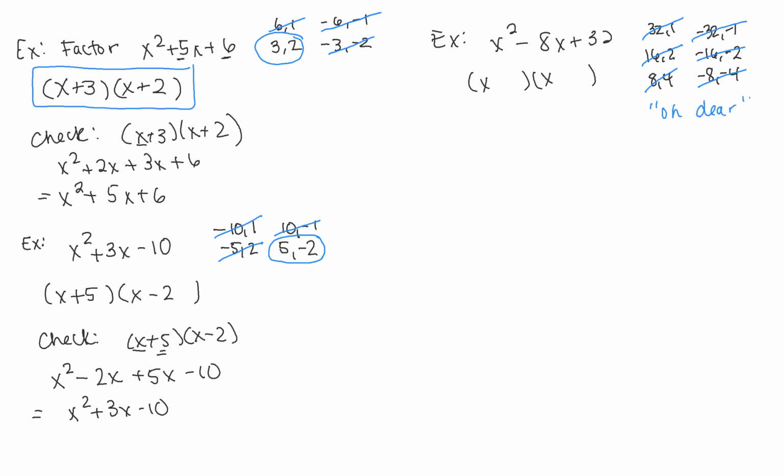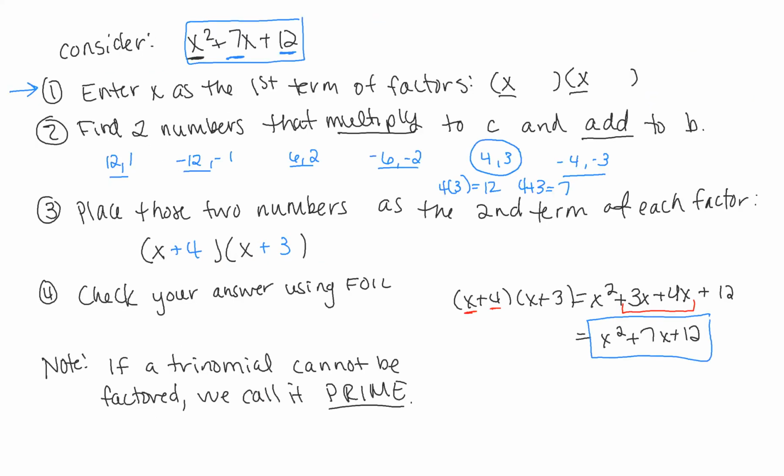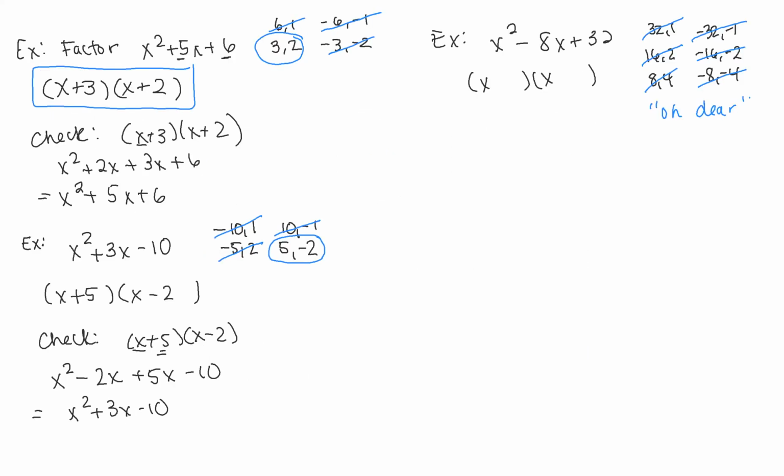So this is a situation where we have no numbers that multiply to give us 32 that would simultaneously add to give us negative 8. So we come and we look here. If a trinomial cannot be factored, we call it prime. So this example right here, we would say it is prime. There are no numbers that multiply to give us 32 that also add to give us negative 8. Okay, so this one just can't be factored.